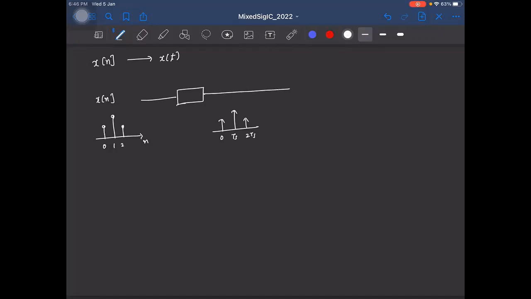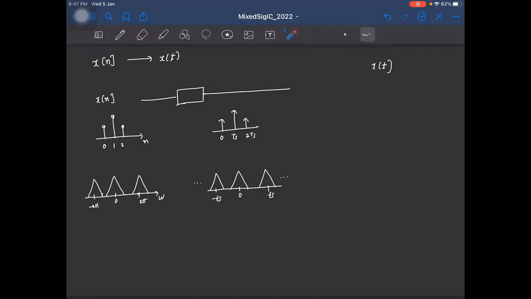So now if you look at the frequency domain representation, here we'll have the spectral replicas around multiples of 2 pi in the discrete time frequency. The moment we convert these discrete impulses to continuous time impulses, the spectrum will again look similar, just that the replicas will now be at multiples of fs, right? And from this, how do we get back the continuous time signal x of t?